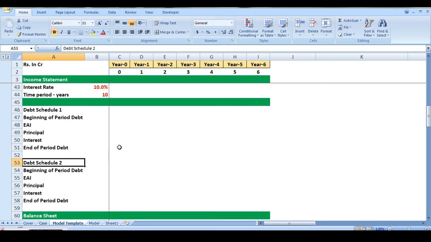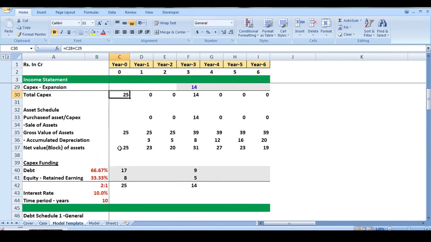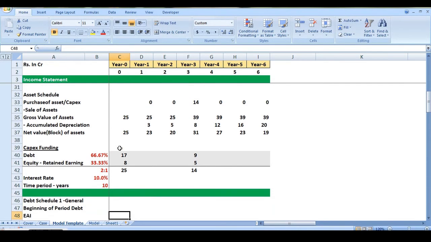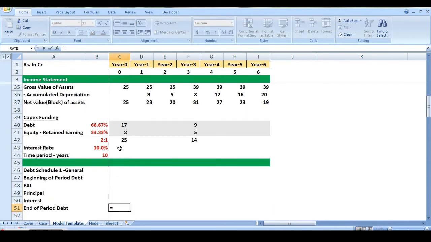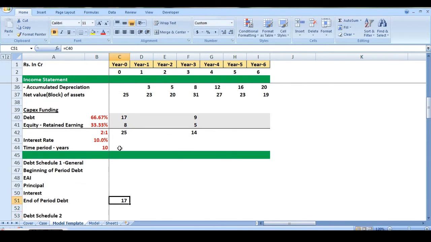Now, if I talk about debt schedule 1, that is for general business. The end of period debt means for capex, which is 25, out of that 17 crores has been taken as a debt, which will become the end of period debt for loan 1 or debt 1. So that becomes our end of period debt. Now, end of period debt of year 0 becomes beginning of period debt for year 1. We are simply putting all the formulas in year 1 column now, so that we can drag it later on.